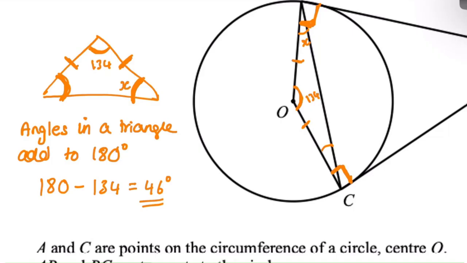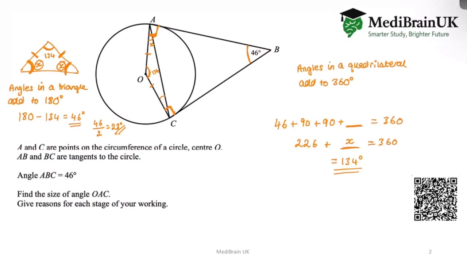We know that both of them are the same. So if this one's x, this one's also x. So we know that the sum of both of those angles is 46. So to work out one of the angles, you have to divide by 2. So 46 divided by 2, and that's going to get you 23 degrees. And that's what the answer to this question is.